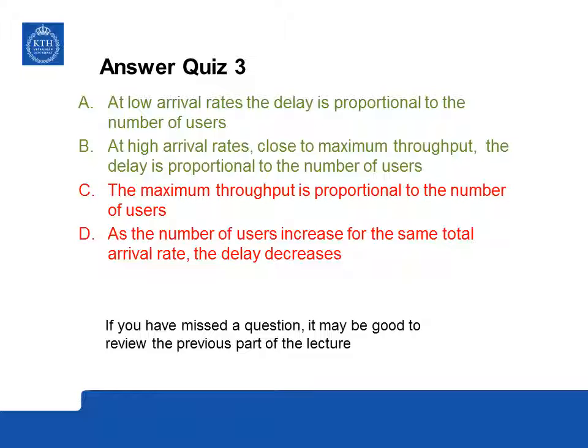The maximum throughput is proportional to the number of users. No, that is not true. All the users have to share the same resources, so the maximum throughput will be constant independently of the number of users. And D, as the number of users increases for the same total arrival rate, delay will increase, not decrease.